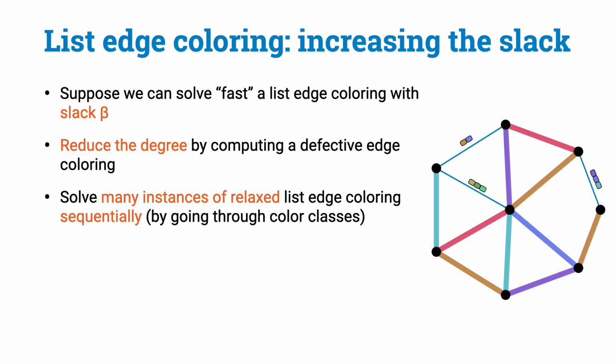We then repeat this process on the edges of the third and last color class, and at the end we recurse on all the edges that could not be colored because their color list reduced by too much. We can show that each time we reduce the degree of the graph where we recurse by a constant factor. Hence, in order of log delta rounds, we are left with a graph with constant maximum degree. And there we know how to color the edges with degree plus 1 colors in order of log star n rounds.